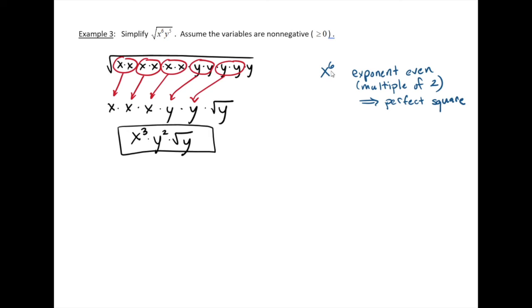First, let's look at why an even exponent, an exponent that is a multiple of 2, will give us a perfect square.